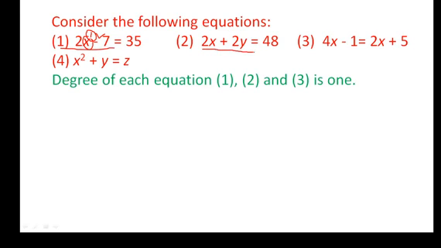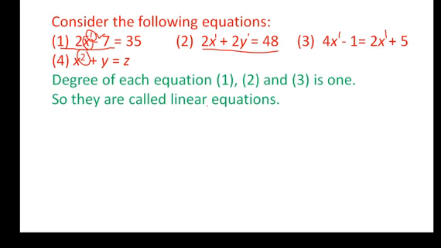This equation's degree is also 1. Here the x exponent is 1, the y exponent is 1. So totally here we have to take only 1. Why? Because in between we have a plus sign. That's why the degree of this equation is 1. Now the same here also. This degree is also 1. Now come to the fourth one. This degree is 2. That's why it is a second degree equation. This is a first degree equation.